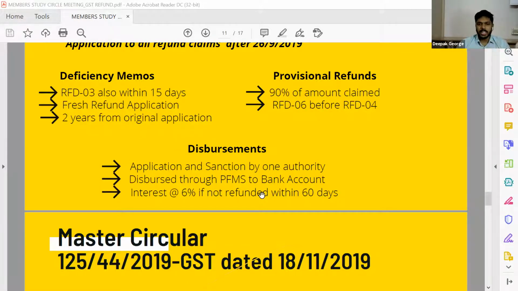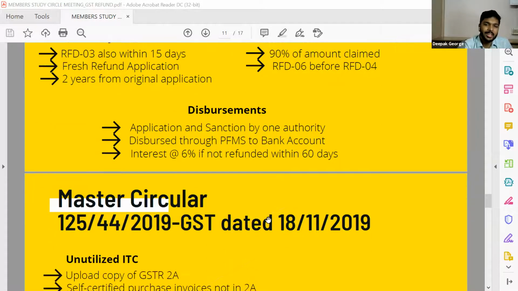And if there's a delay, then interest at 6% is liable to pay. So the SSC, when he is delaying the payment of GST, is paying 18%, 9 plus 9% of GST. But on the other hand, when the government is liable to pay you, you're bound to get only 6%, which again, I have not seen in any case.